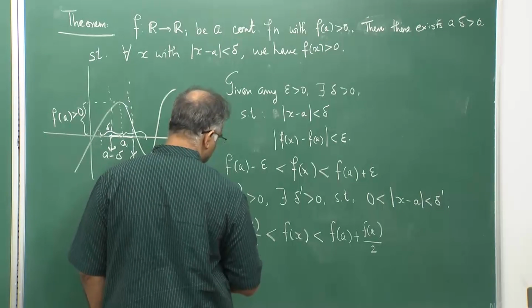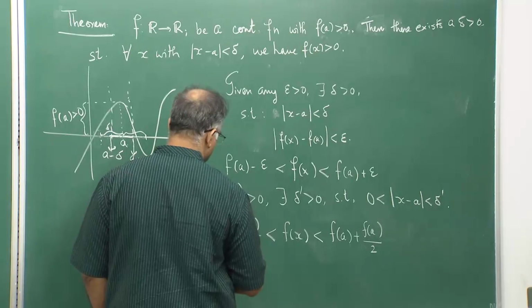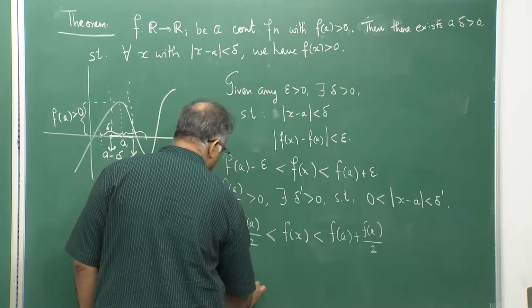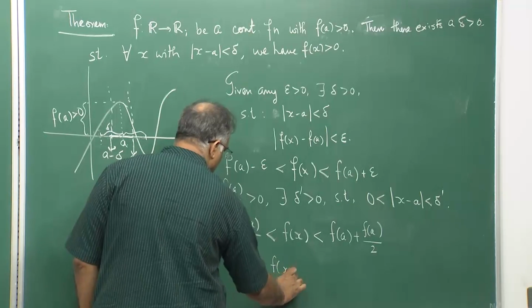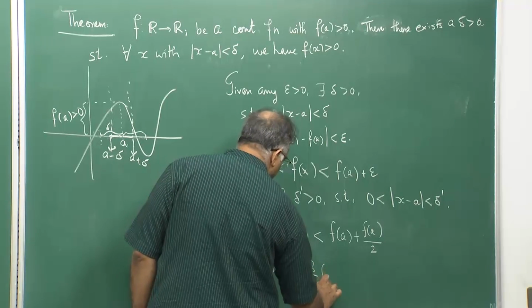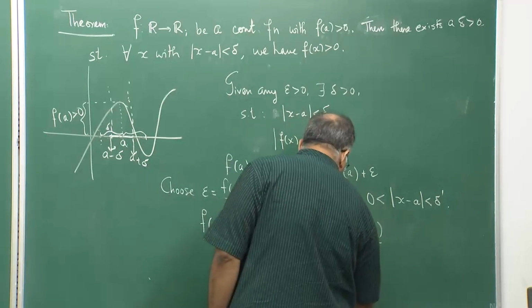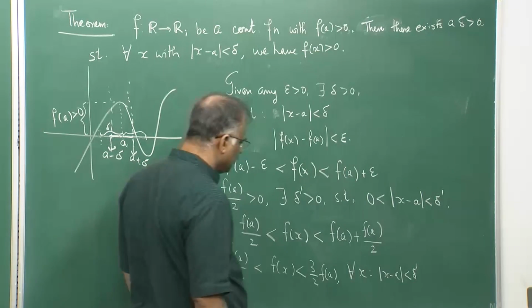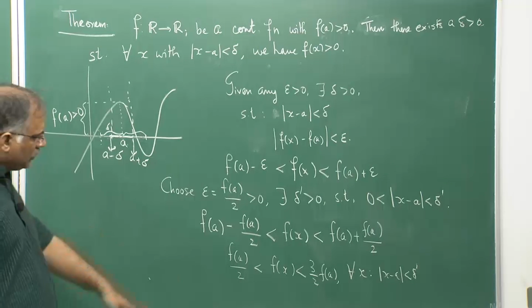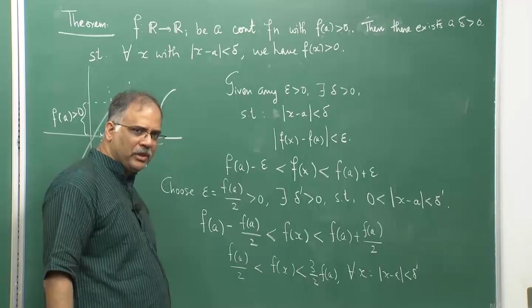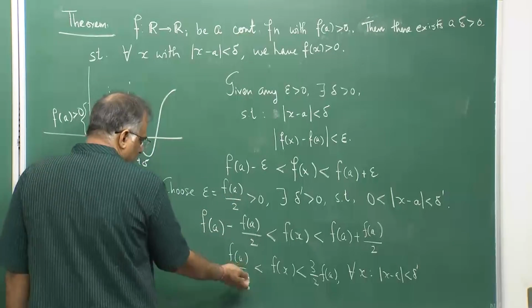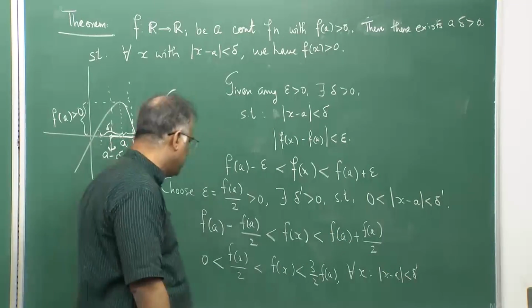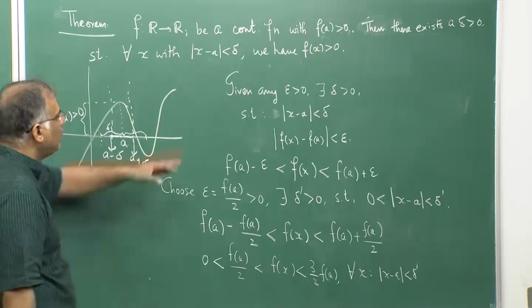So, which means in this case, what is happening here is that I have f(a)/2 strictly less than f(x), strictly less than 3/2 f(a). This is true for all x with |x − a| strictly less than delta dash. Now, this means, but f(a) is strictly bigger than 0, so this is epsilon, nothing but the epsilon. So, this is strictly bigger than 0. So, for every x which satisfies this, I have this. So, my required delta is this delta dash.